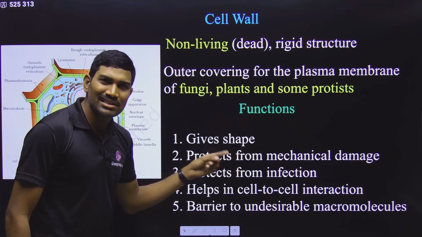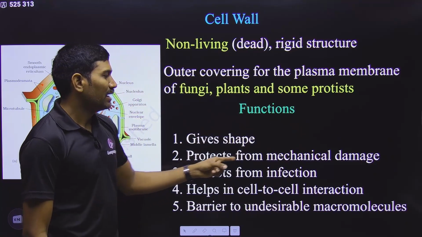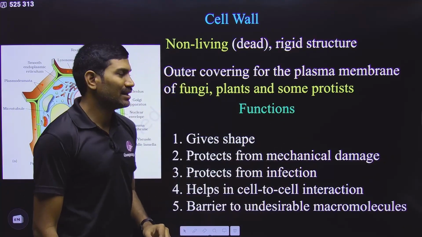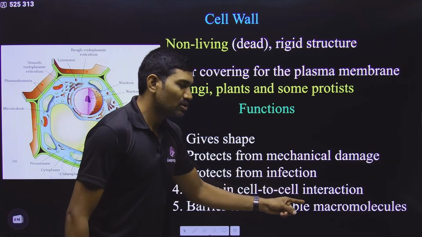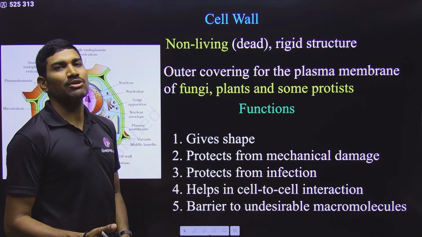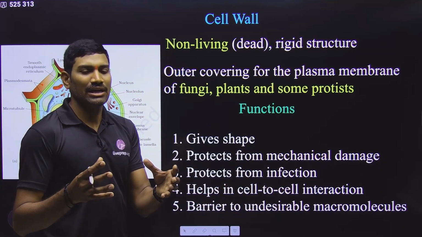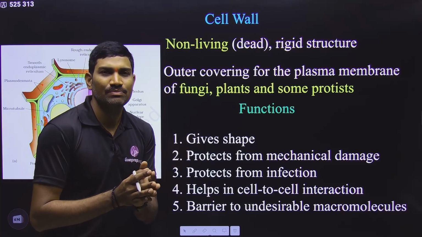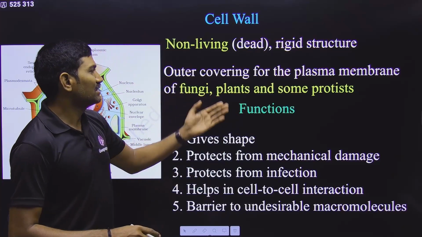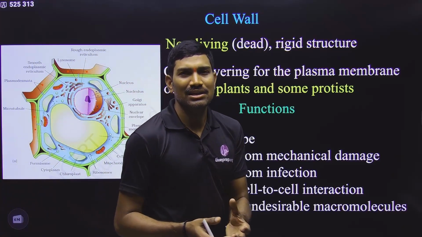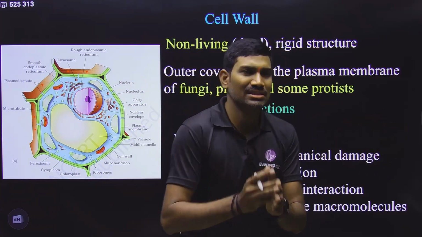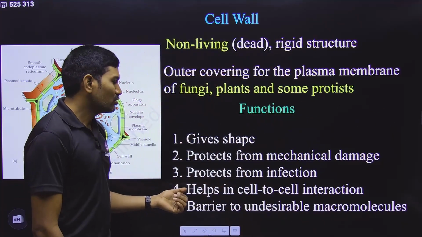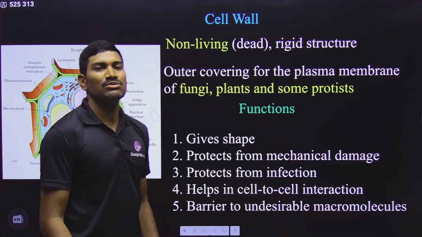Since it is a rigid structure, it will provide the shape, and it is protecting the cell from mechanical damage, and it is protecting the cell from infection, and it is also helping in cell to cell interaction. Because if they are multicellular, what happens? Cells are present together, yes or no? In these cases, fungi and plant cells, if they are multicellular, cells are attached to each other. Now what is the layer that is attaching adjacent cells? It is again the cell wall only. So it is helping in cell to cell interaction.